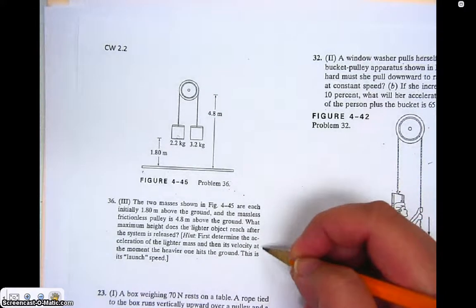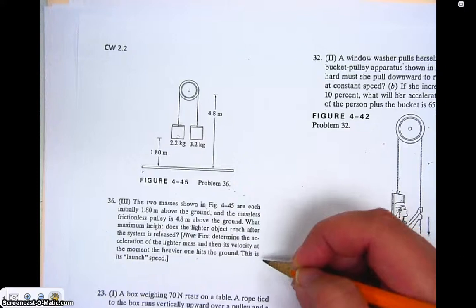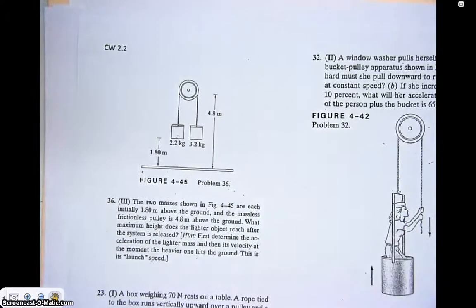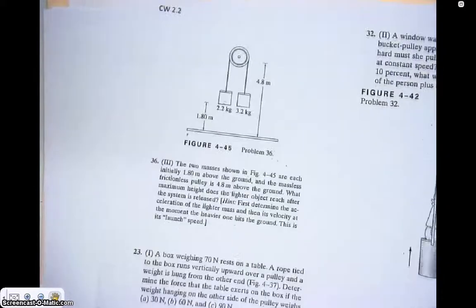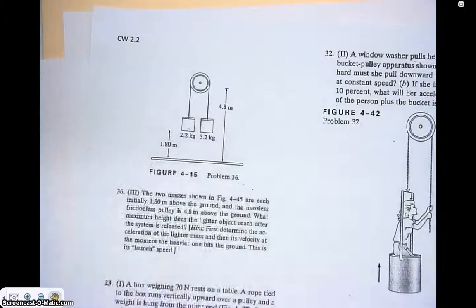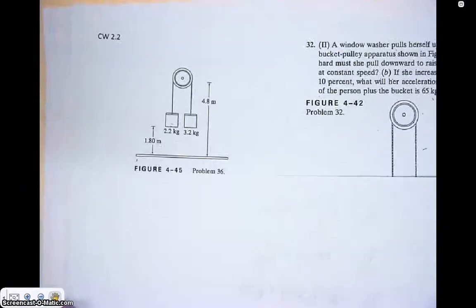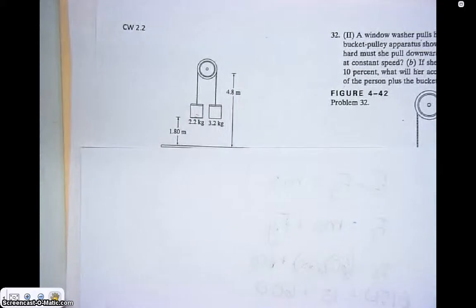So first determine the acceleration of the lighter mass, and then find the velocity at the moment the heavier one hits the ground. This is the launch speed. I really like this problem because it combines what we've learned about forces and tension with our work from the last unit, constant acceleration. Instead of redrawing the whole figure, I'm just going to leave it here as I go through.